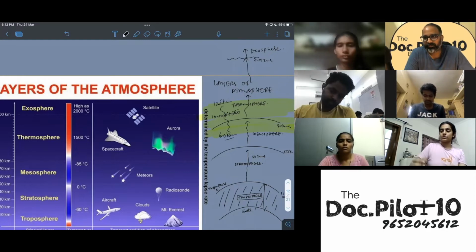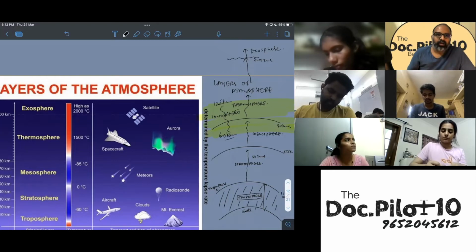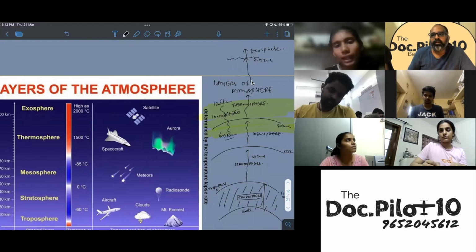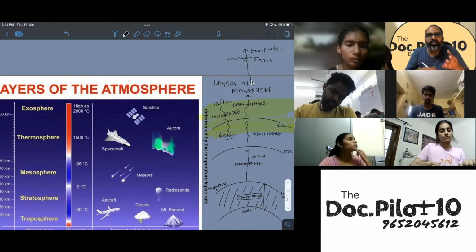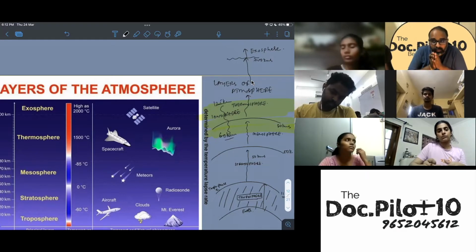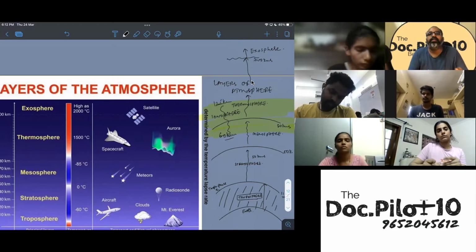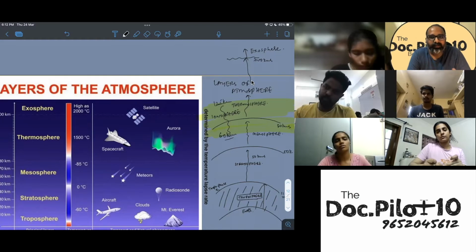Am I clear? Now, what differentiates every layer? Every layer has a different temperature profile. Temperature profile is the one thing that differentiates the layers. Am I clear on this?